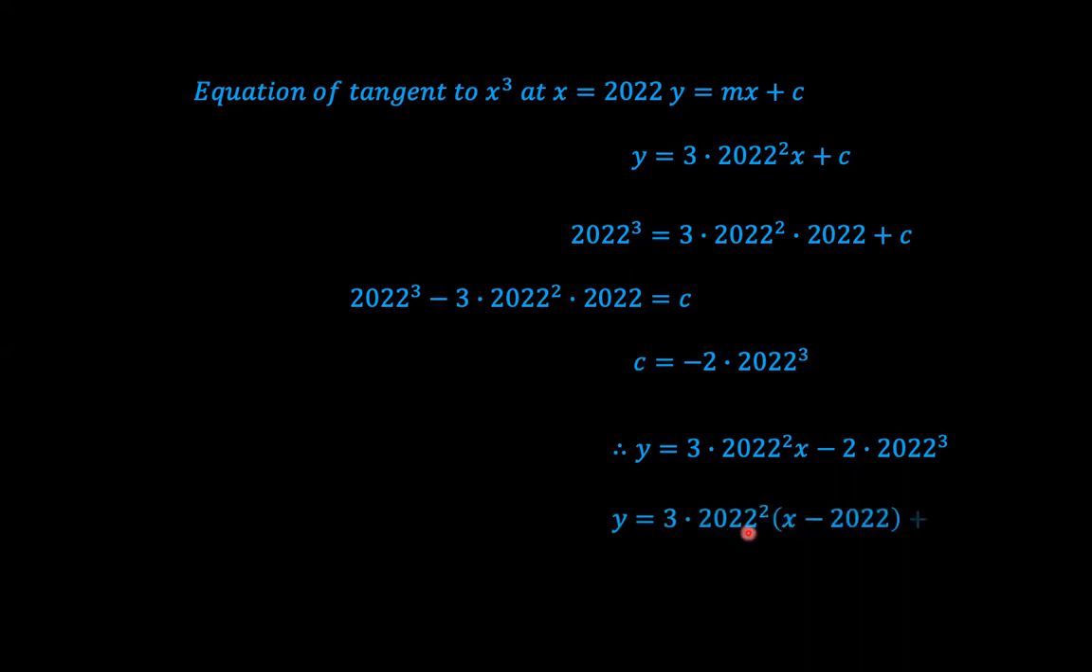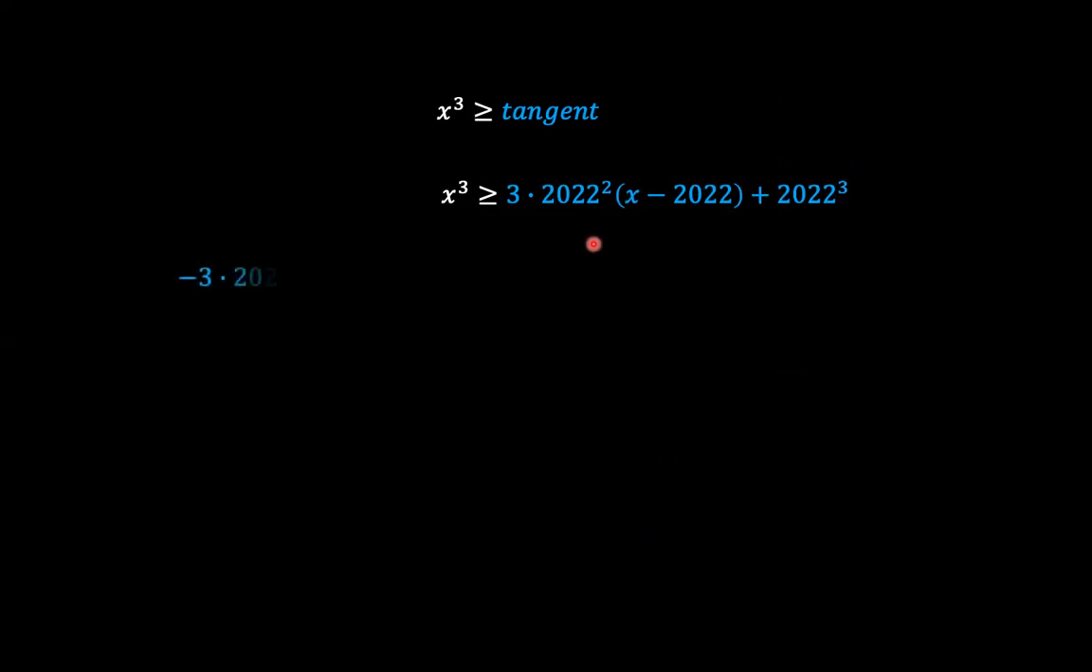So this could also be expressed as 3 times 2022 squared times (x minus 2022) plus the remaining 2022 cubed. And so now, since we know that x cubed is greater than the tangent, we can say that x cubed is greater than 3 times 2022 squared, in brackets x minus 2022, plus 2022 cubed, since this is the equation of the tangent. And so we can rearrange things by pulling the first component of the right hand side onto the other side.